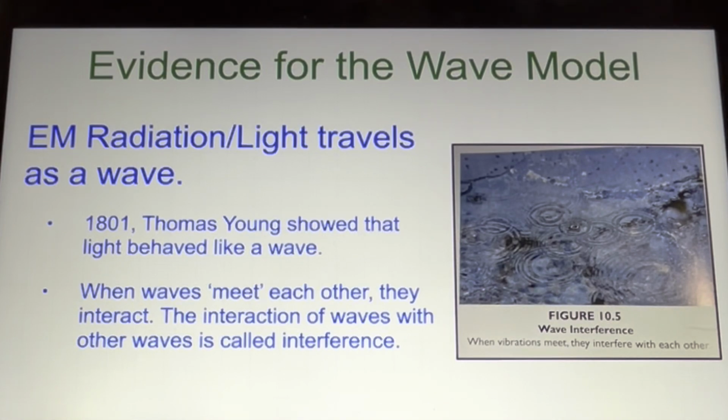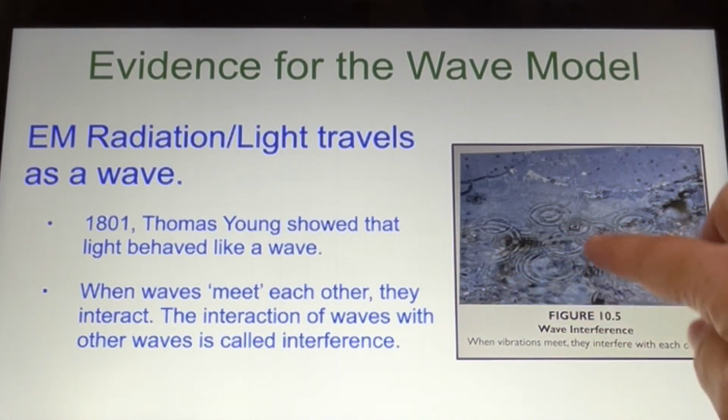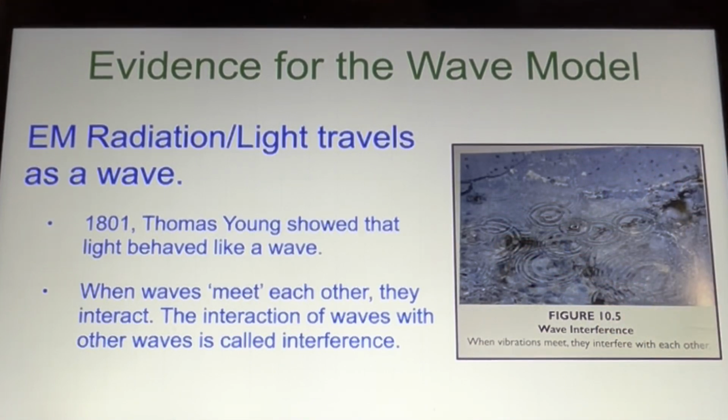In 1801, the English physicist Thomas Young showed in an experiment that light behaved like a wave. And to understand how he did that, first look at the vibrations created in water by raindrops. So they just make little droplets. Here we have figure 10.5. Notice what happens when the vibrations from one drop run into the vibrations from another drop. So you could see the rings, or the waves, are sort of coming together or overlapping even.